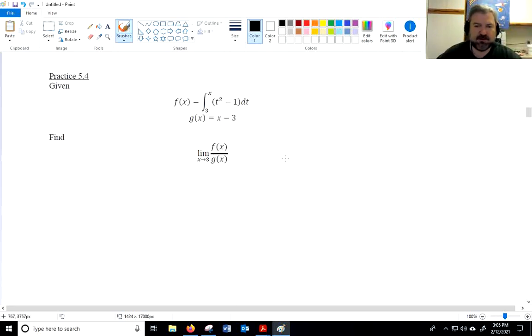Okay, let's keep going. All right, practice 5.4. We've got f and g, and I'd like you to find the limit as x approaches 3 of f over g. Pause the video and give it a try.